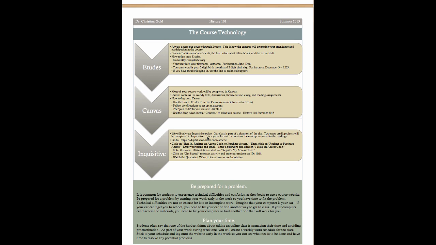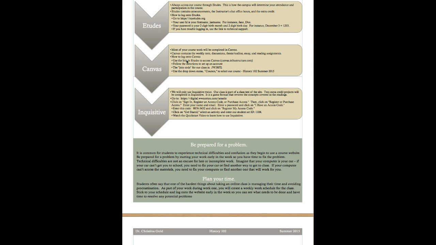For the course technology, you will be using 3 different sites. The bulk of your work will be completed in Canvas. However, the campus uses eTudes as a way to authenticate students. That means that it's a way for us to make sure that the student who is enrolled in the course is taking the course, so it's password protected. So you should enter through eTudes. Also in eTudes, that is where the extra credit projects will be located and the announcements.